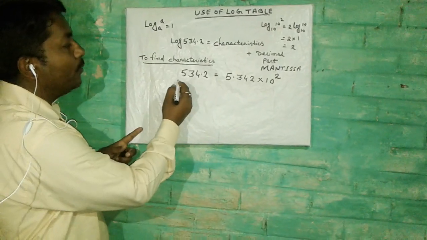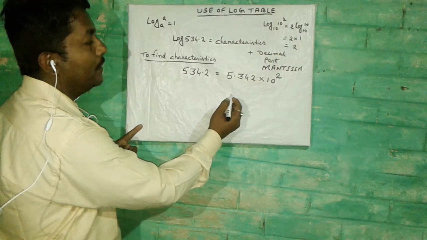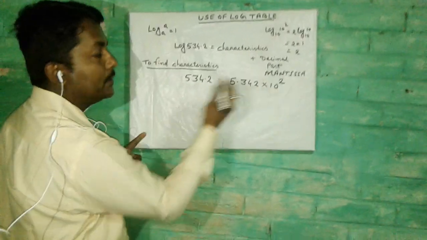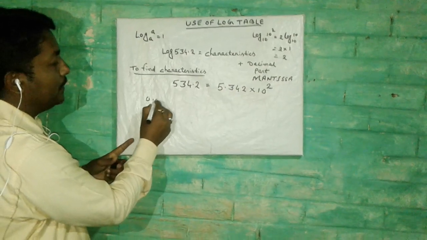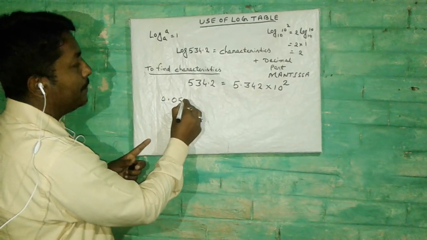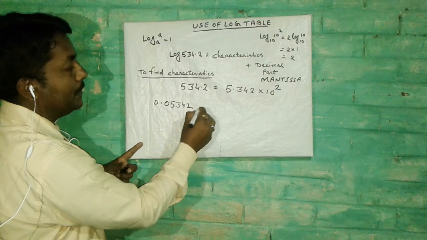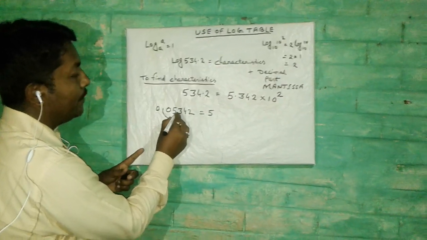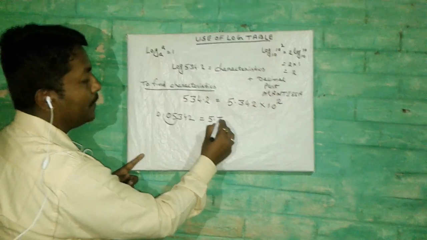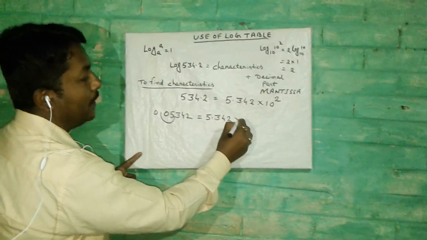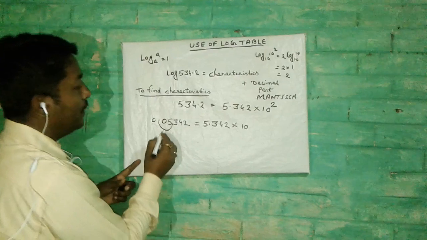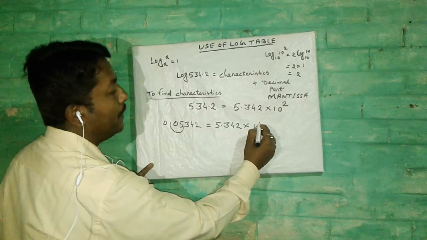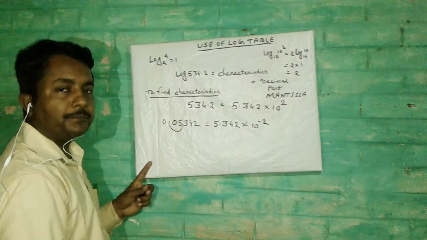If we have to move the decimal in the right direction, then we have to write the power as negative. For example, if 0.05342 is given, then our required value will be 5.342 into 10 to the power, how many digits have we moved? 1 and 2 digits, so we have to give minus 2.